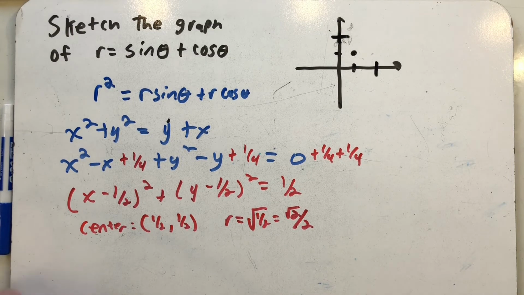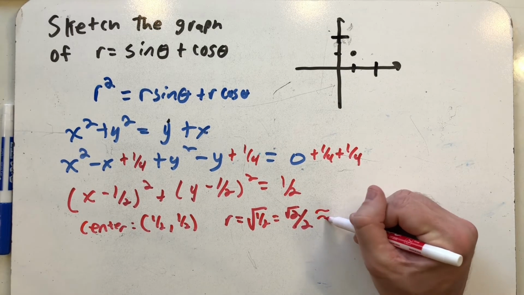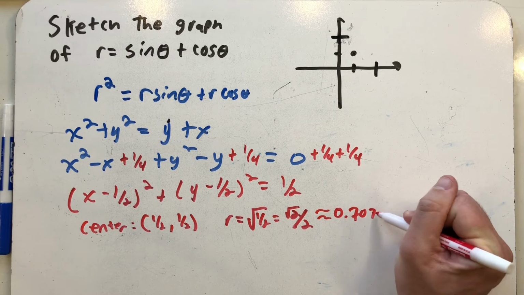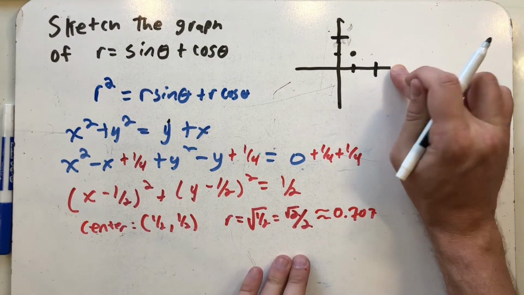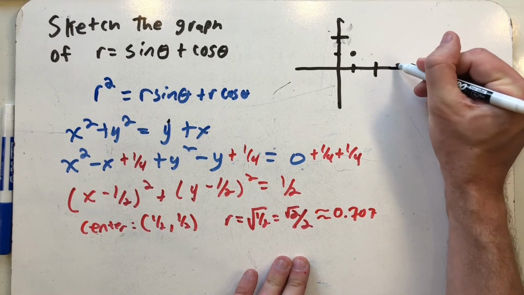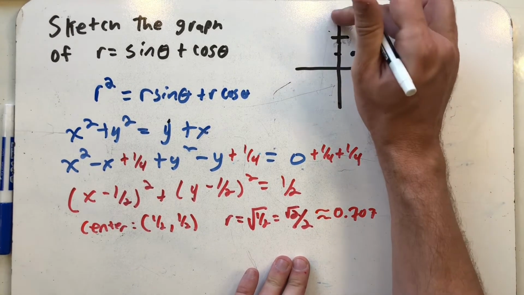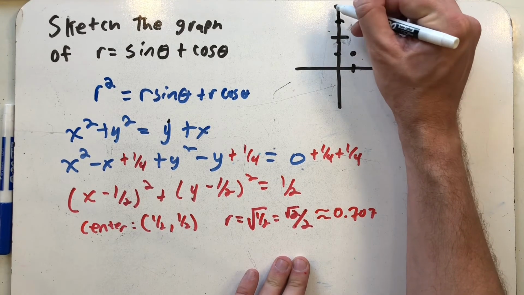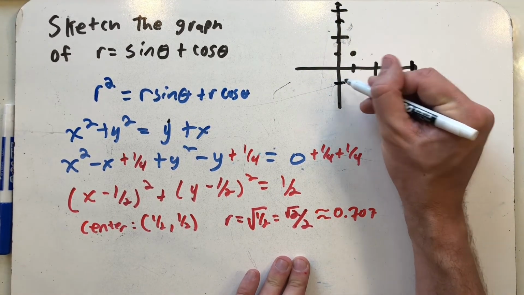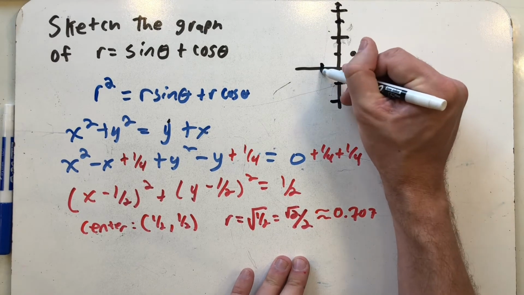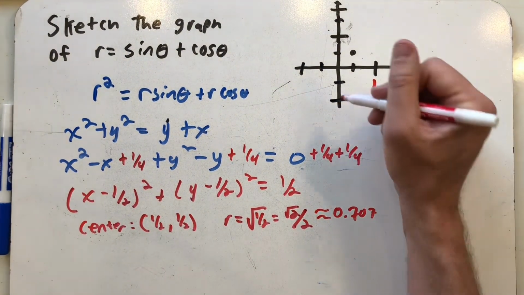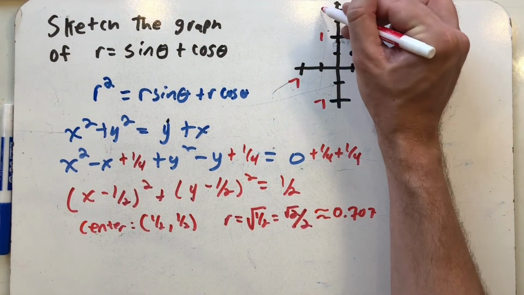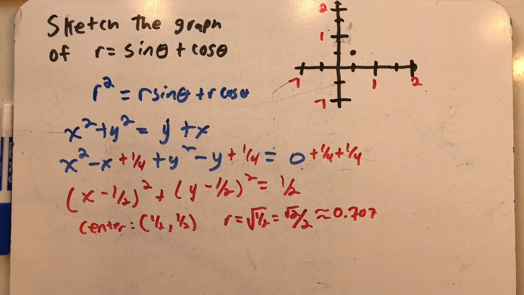And now my radius, root 2 over 2, that's about 0.707. So a little bit more than a half, but less than a whole. So I'm going to go out just a little further here. There would be 1.5 and 2. Minus a half, minus 1. So my little tick marks here are halves, and that makes this a whole and this 2. And if I was grading your papers, I'd want that labeled, so I should probably label it here.